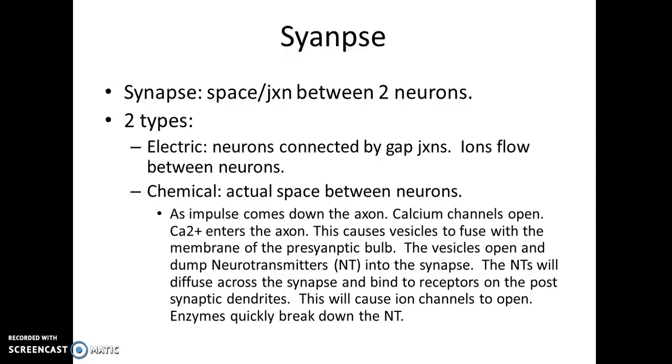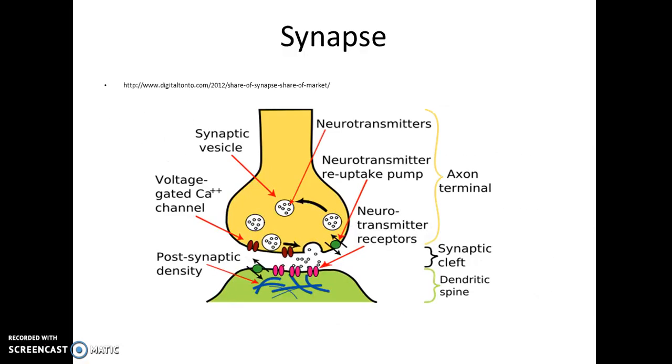The neurotransmitters will diffuse across the synapse, bind to the receptors on the postsynaptic dendrite. These are dendrites after the synapse. This will cause ion channels to open, and then when the ion channels open, sodium rushes in, we have depolarization, and off we go down that neuron. Now, enzymes will quickly break down the neurotransmitters and be ready for the next impulse to come down that neuron.